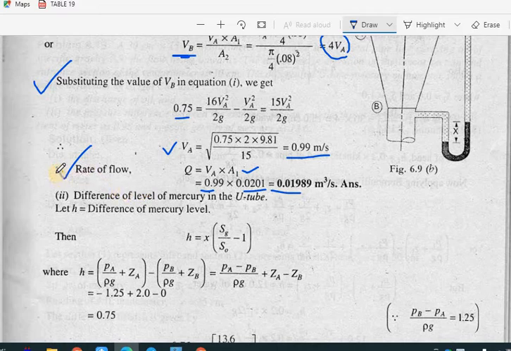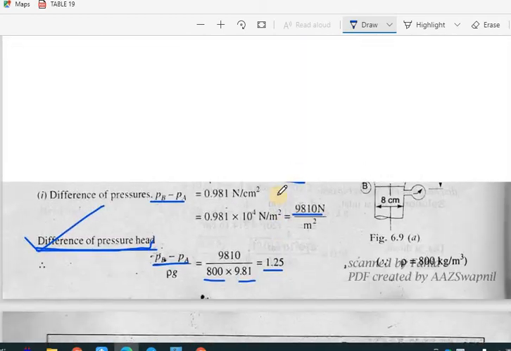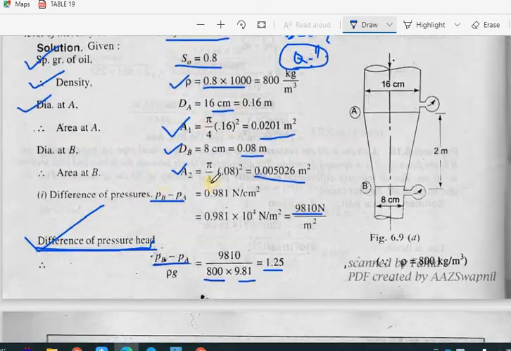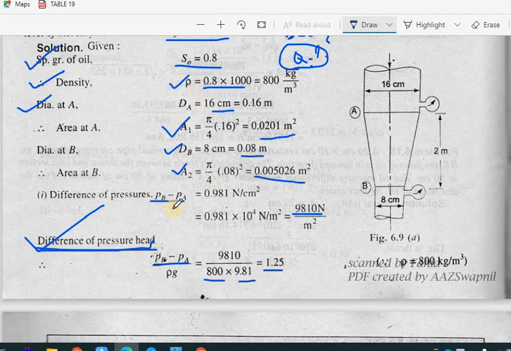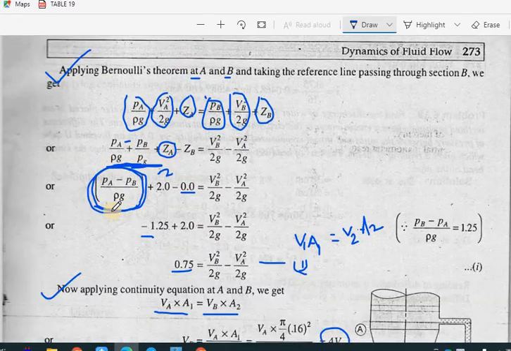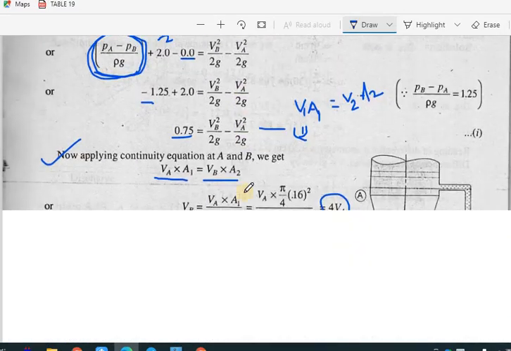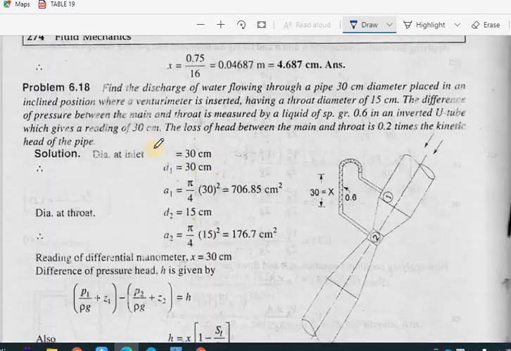Okay, so in this way you can calculate the rate of flow. This is somewhat different than the previous problem, because in this we are not directly using the discharge formula. We need to take the difference of pressure head, then apply Bernoulli's theorem between station A and B, then find out the velocity, then put it in your discharge formula. This is somewhat different than the previous problems.